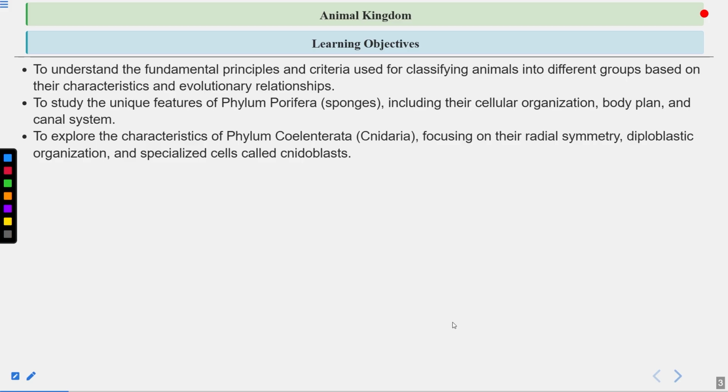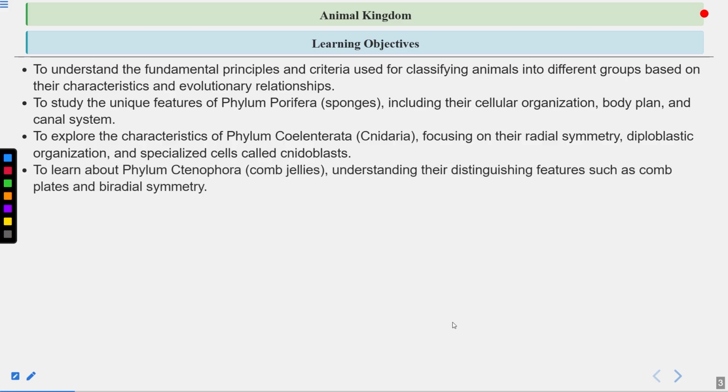To explore the characteristics of the phylum Coelenterata, also called Cnidaria, focusing on their radial symmetry, diploblastic organization and the specialized cells called cnidoblast cells. Then we will also focus on the phylum Ctenophora, commonly called comb jellies, understanding their distinguishing features such as the comb plates and the biradial symmetry.